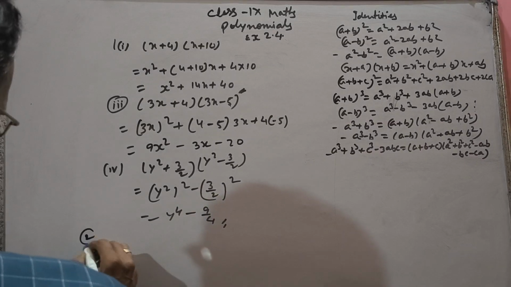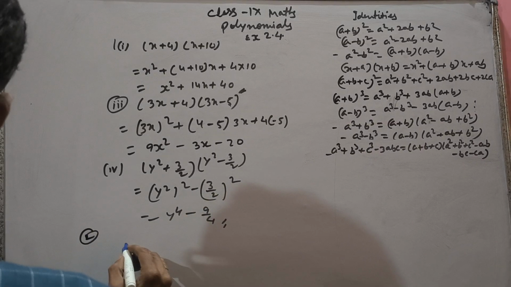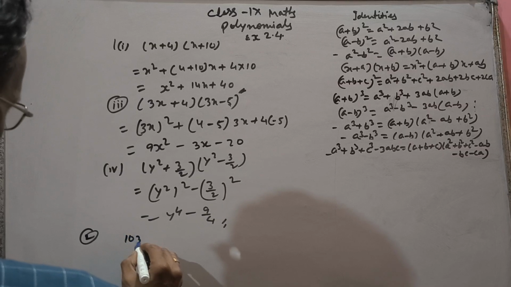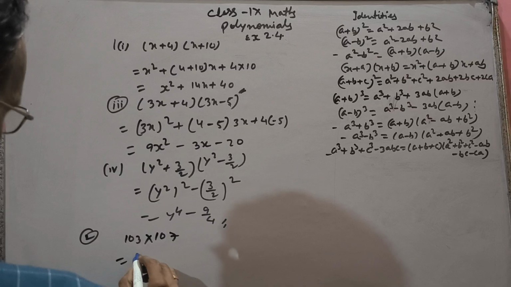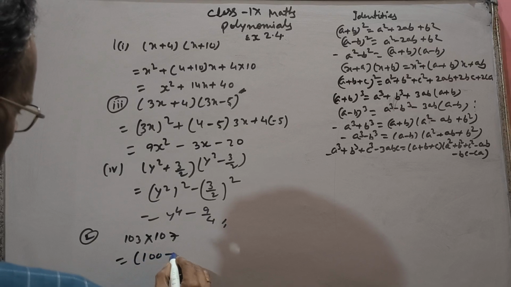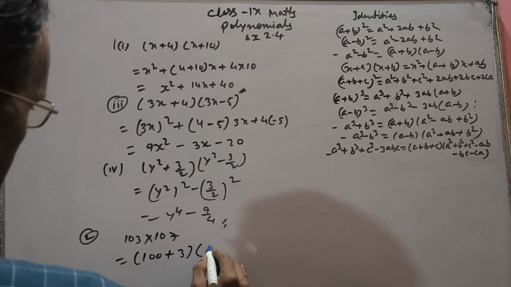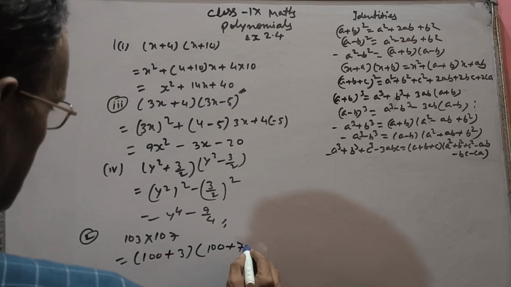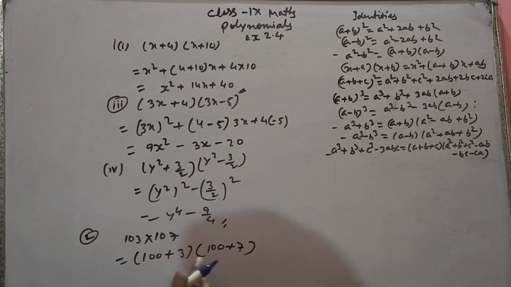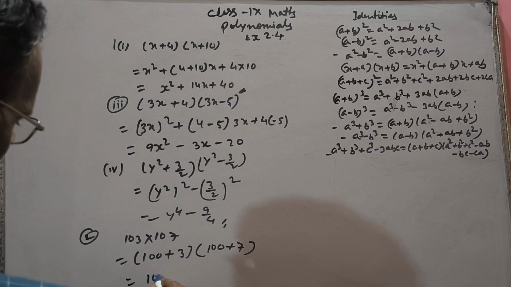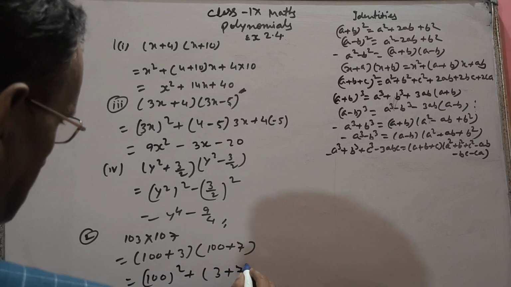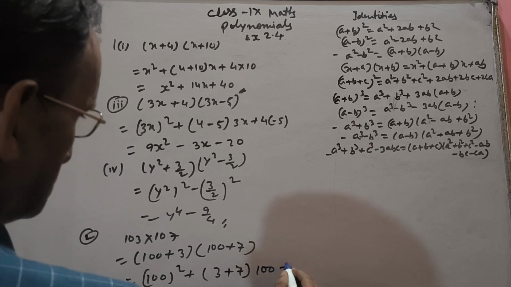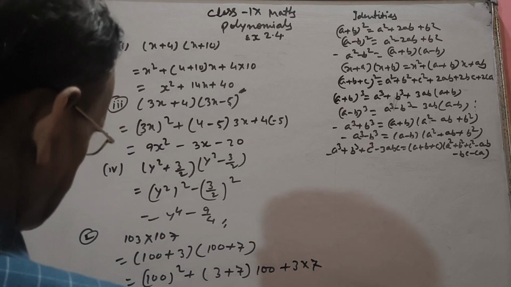Question number 2 is evaluate using identity. Number 1 is 103 into 107. So I try to express this in the form of 100 plus 3 and 100 plus 7. This is in the form of (x plus a) into (x plus b). So the formula is x square plus (a plus b) into x plus a into b.